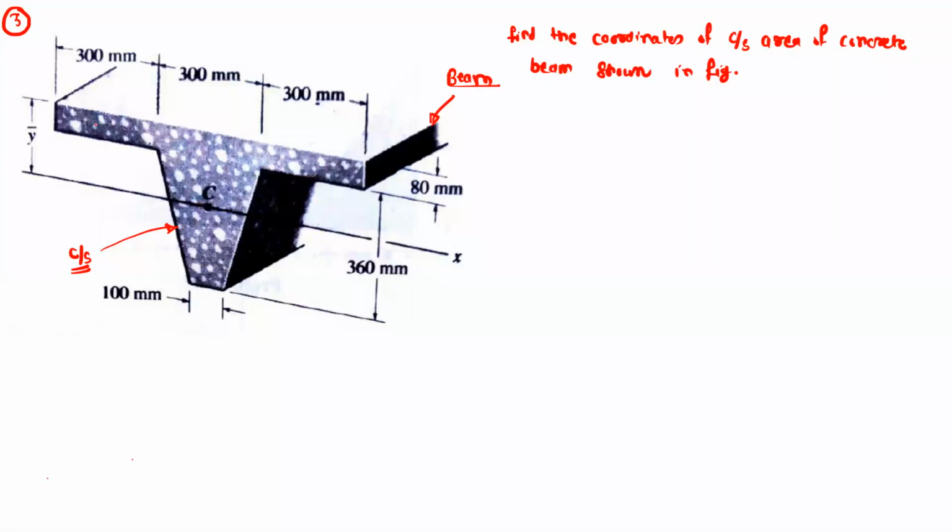Okay, so observe the first geometry. We will select a rectangle. This rectangle will have the dimension 900 by 80 mm. Okay. So this rectangle we need to select.